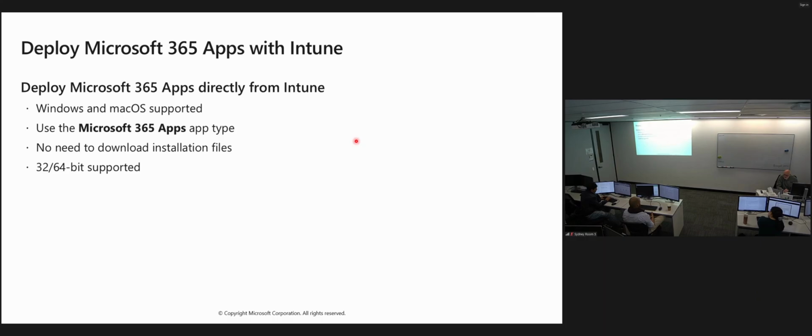Okay, the Microsoft 365 apps. So what are those? Well, those are the apps that we can install either on Windows or macOS. Now notice that it says you can deploy Microsoft 365 apps directly from Intune. So there's no need to download the installation files. They already exist in Intune, and we can deploy them to Windows and macOS computers as long as we've got the licenses for them, of course. So we use the Microsoft 365 apps app type and it supports both 32 and 64-bit versions. We are going to be doing this in the upcoming lab.